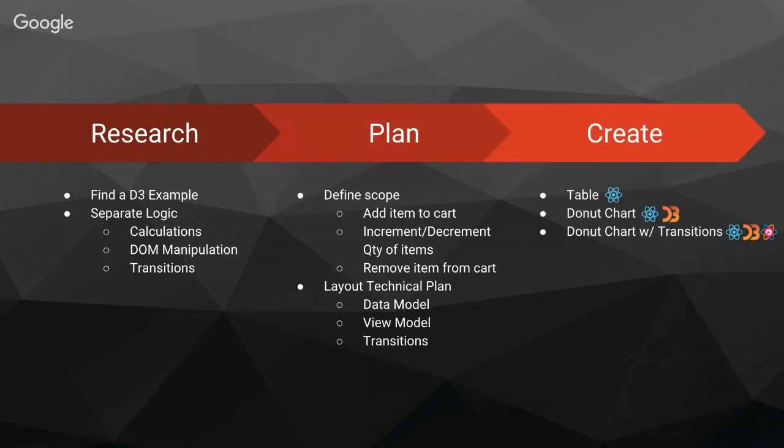Finally, we're going to create it. Step 1 is let's just create the table. Let's have an input for the item and the quantity of items and be able to add it to a table. For that, we're just going to be using React. Then we'll work on the donut chart. That's when D3 will come into play. And then finally, we'll do the donut chart with transitions. So we'll use React for the table and all the DOM manipulation. We'll use D3 for the calculations, and again, React Move for calculating the transitions and updating the DOM over time.